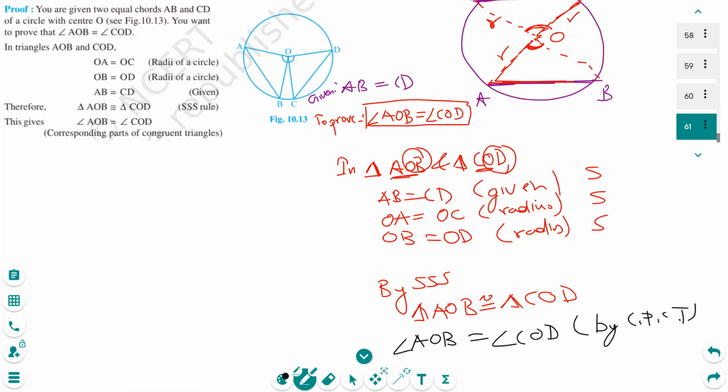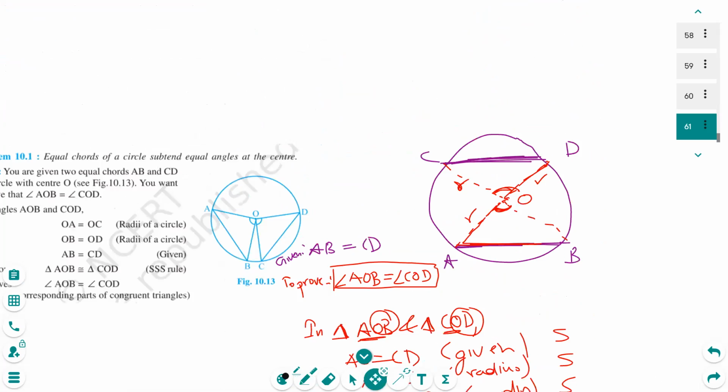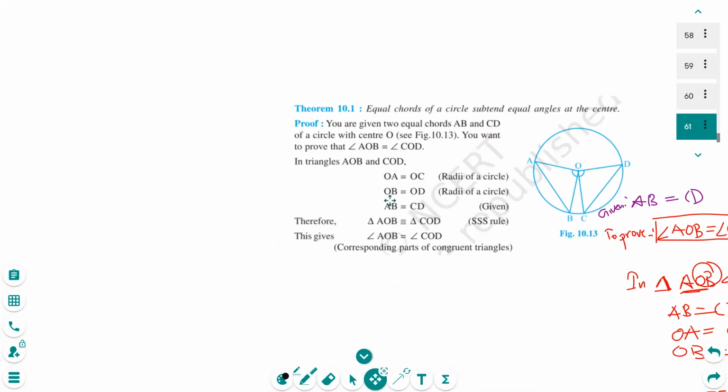ये theorem का proof आता है एग्जाम में. I'm telling you again. Equal chords of a circle subtend equal angles at the center. So अगर chords equal होंगे तो angle center पे equal बनेंगे. ये दे रखे थे दोनों बराबर. We proved that these two are also equal using SSS. कैसे? This was equal to this. This R, this R, this R, this R, right? So we were done.